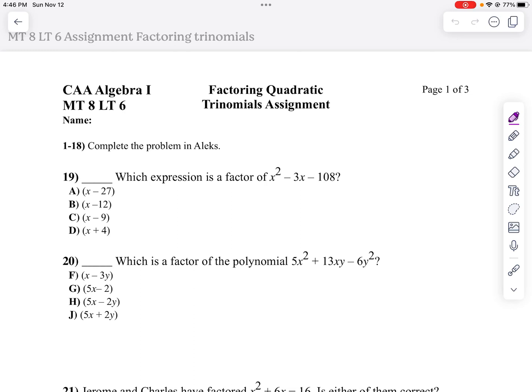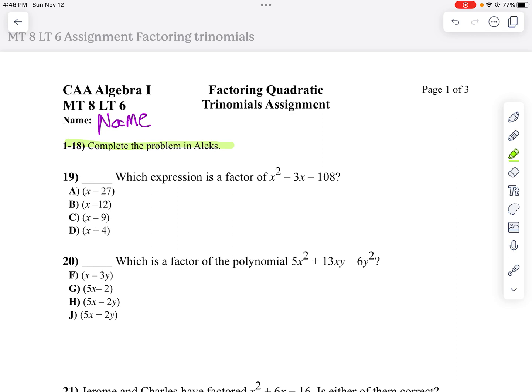Let's review your LT6 assignment. Before I forget, don't forget to put your name on your assignment. Do questions 1 through 18 in ALEKS. You can do those first, or you can do the assignment on paper first. It really doesn't matter.